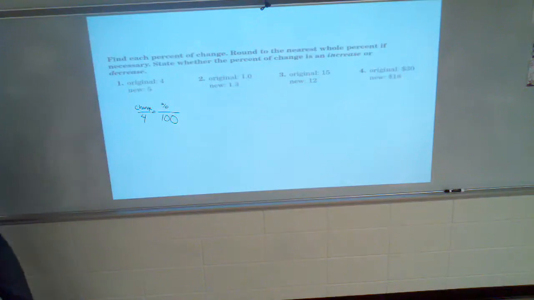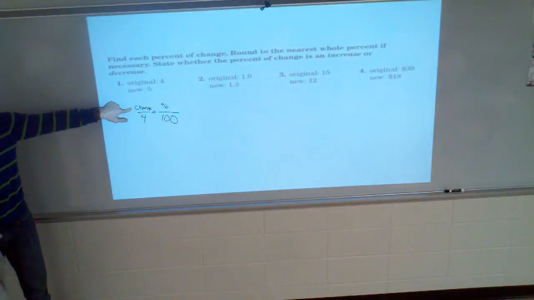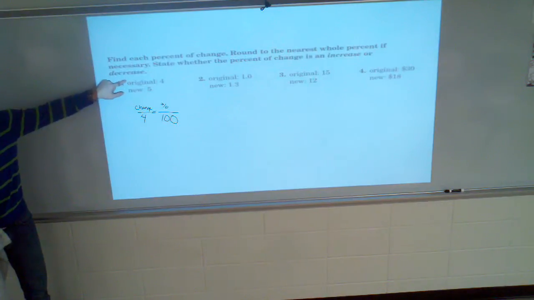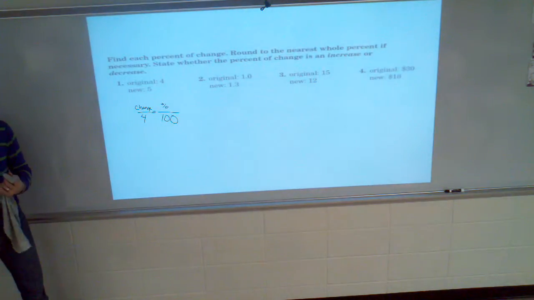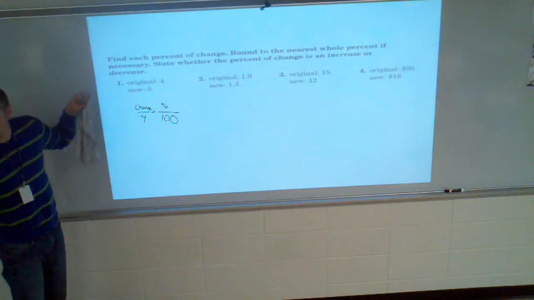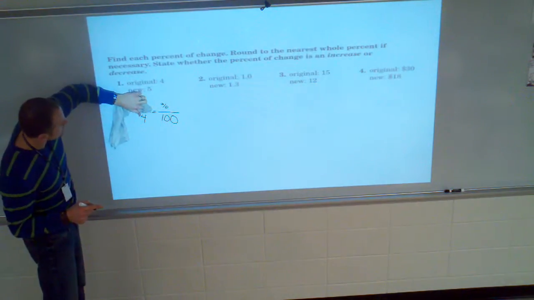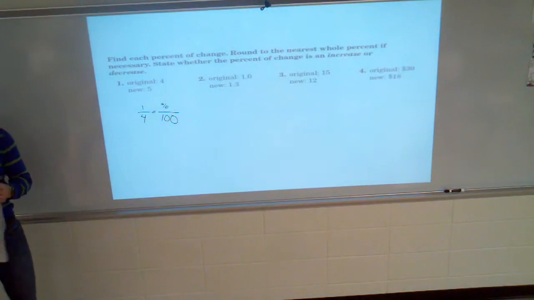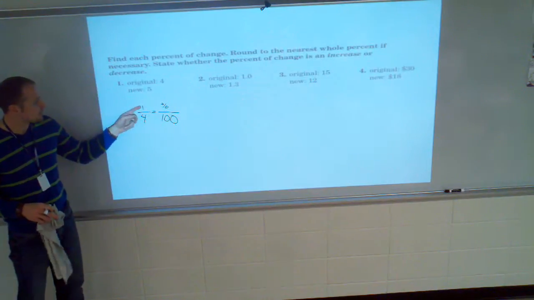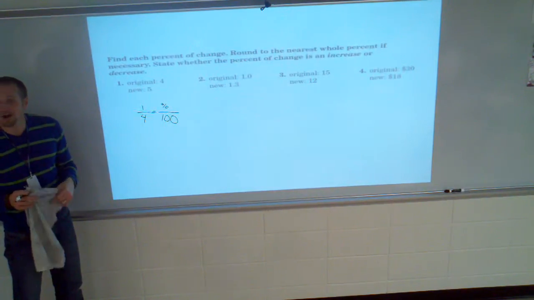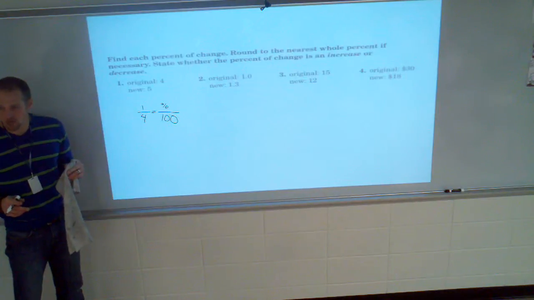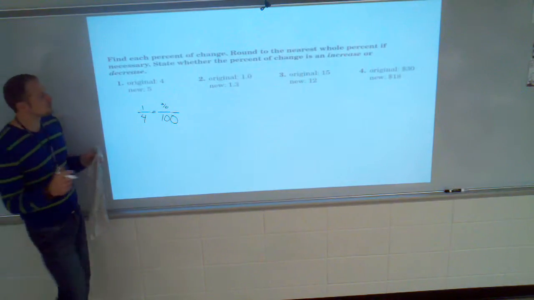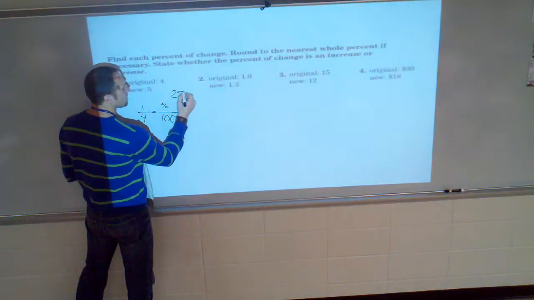Now, this is what's tricky. Change is how much it changed. Okay? How much it changed. So, Calvin, how much did I change? 1. I changed 1. 5 minus 4, I changed 1. So my change is going to be 1. So now we've got our proportion again. 100 times 1 is 100, divided by 4. What is my percent change? Alex? 25. This was a 25% change.